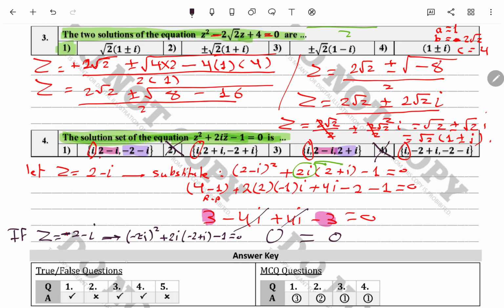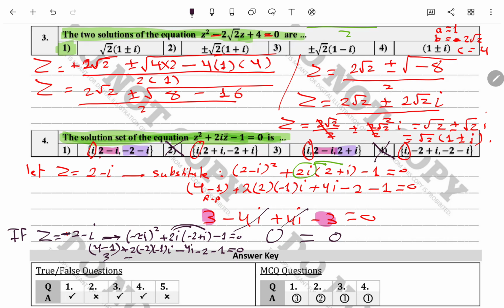If you use the perfect square rule, you can get 4 minus 1 again, then plus 2 times negative 2 and negative 1 and i. Take care about the negatives everywhere. Plus 2i times this negative 2 will give you negative 4i, and 2i times i will give you negative 2, negative 1 equals 0. Add them and evaluate them. If you get 0 equal to 0, then this is the solution.